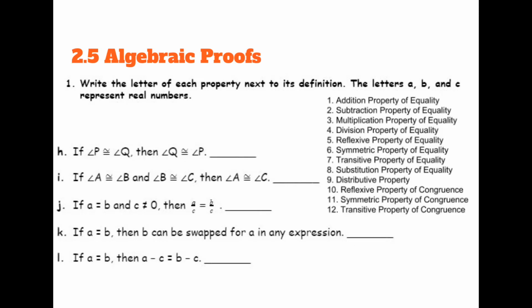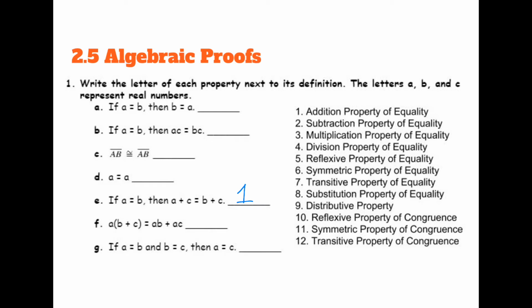So if we go over here, we can start matching those up. So the division property of equality is going to go right here, right? So we're dividing by C on both sides. The subtraction property of equality is going to go right here when we subtract C on both sides. And the multiplication property of equality is going to go right here. So now we've done those 4.